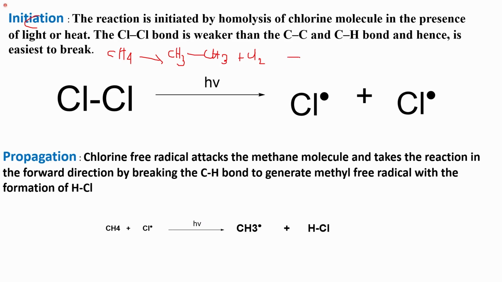What bonds can be broken? One is the C-H bond, another one is the C-C bond, and the third one is the Cl-Cl bond. Now I need the Cl dot radical. They are saying the bond breaking of this Cl-Cl bond is much easier compared to the C-H bond break or the C-C bond break.